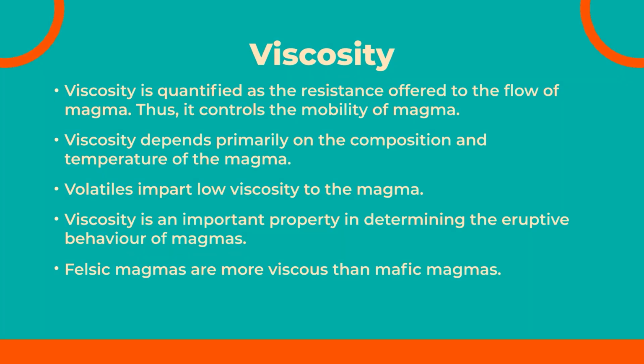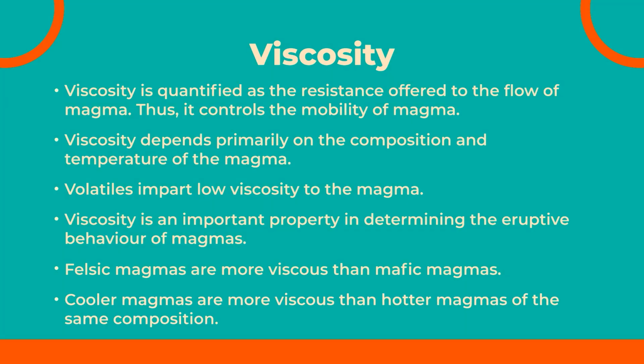Felsic magma, in other words magma comprising a higher percentage of silica, is more viscous as compared to mafic magma, which comprises a lower percentage of silica. Cooler magmas are more viscous than hotter magmas of the same composition.